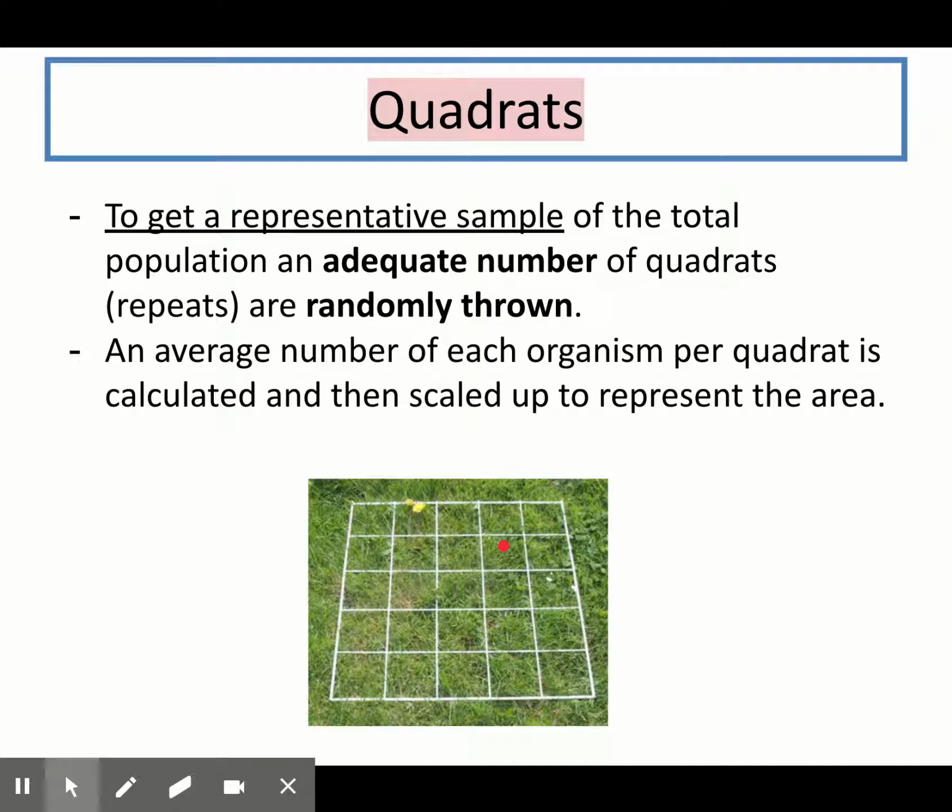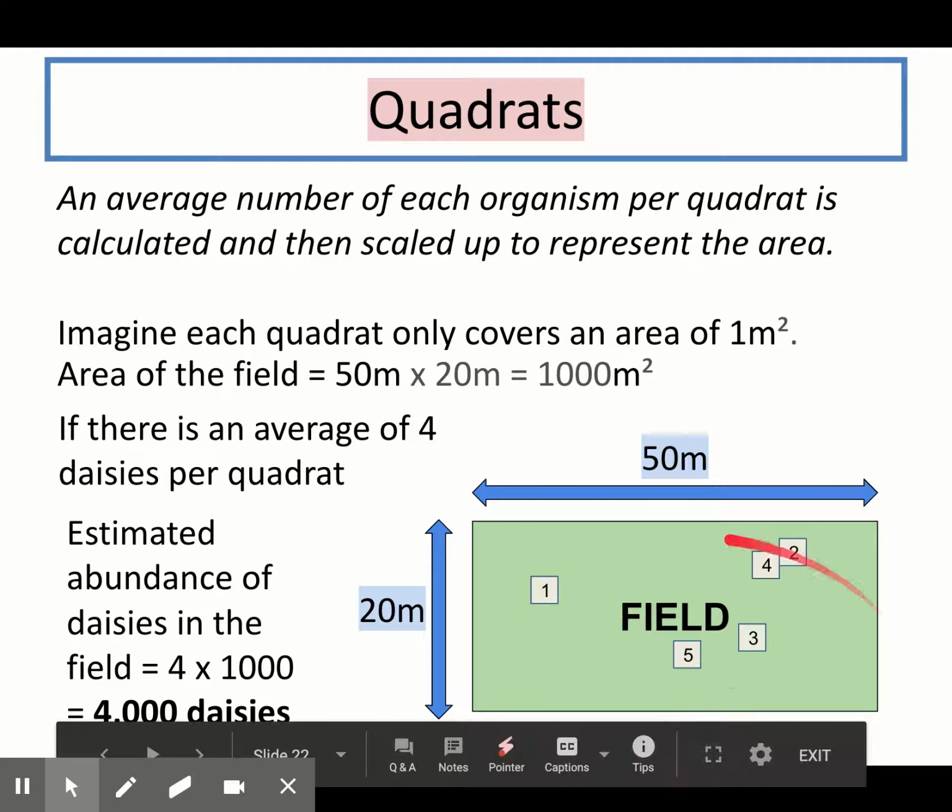So to get a representative sample of the total population of the organism that we're trying to count, you have to do an adequate number of quadrats and they have to be randomly thrown. An average number of each organism per quadrat is calculated and then scaled up to represent the area. So what I mean by this is, let's imagine that I have a field. So my field is 50 metres by 20 metres. Really large field, and let's imagine, this is not to scale, but this is my quadrat.